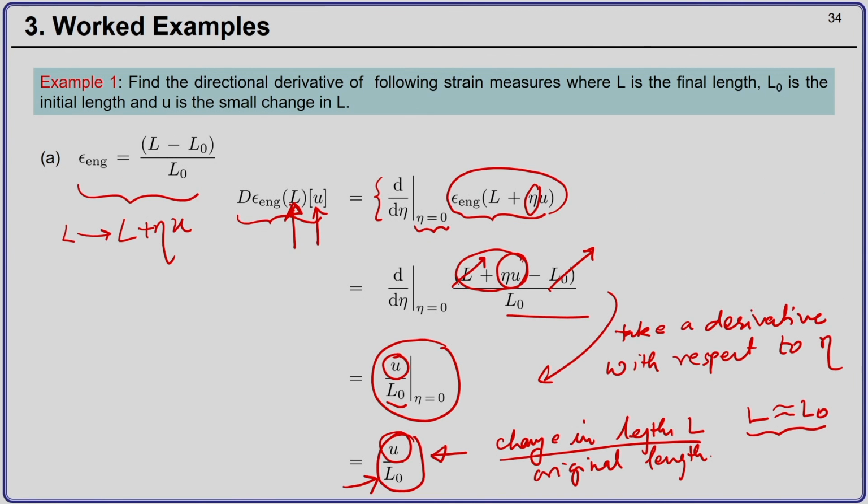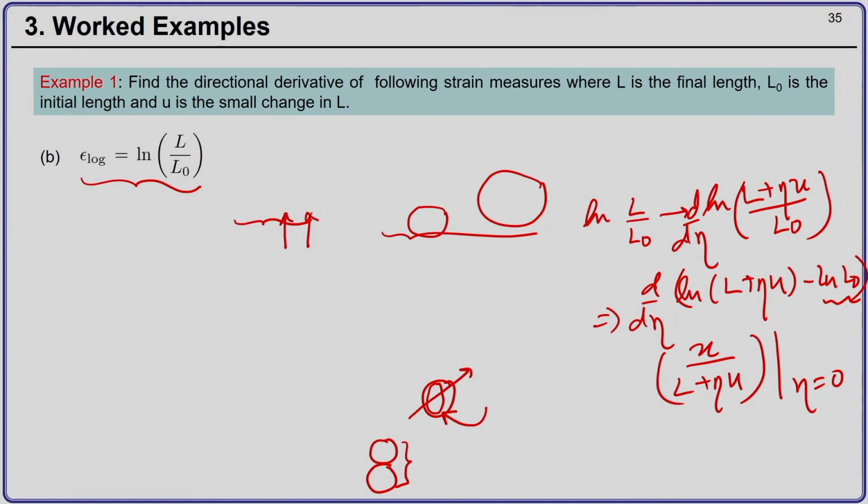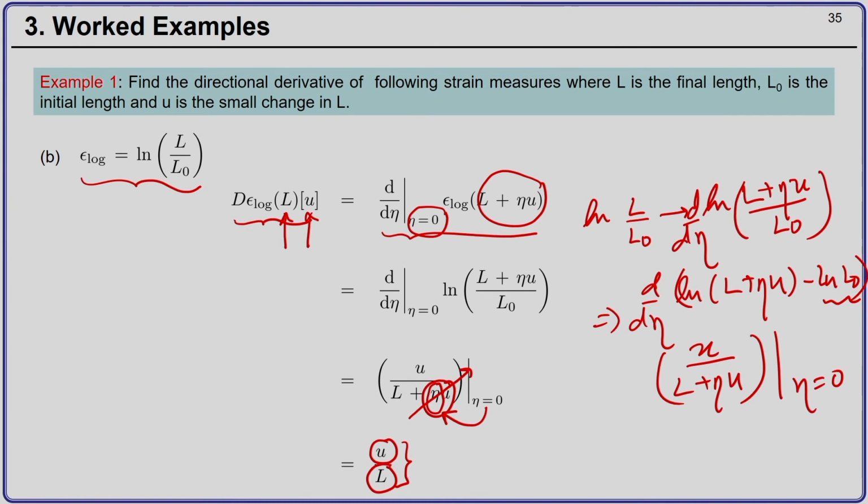Sorry, in the previous slide I said this is the true strain. Sorry, this u by L 0 is your usual expression for engineering strain, change in length divided by original length. And then this u by capital L, which is the final L, in case of elasticity, because L is very close to L 0, is your actual definition of true strain, change in length divided by current length.